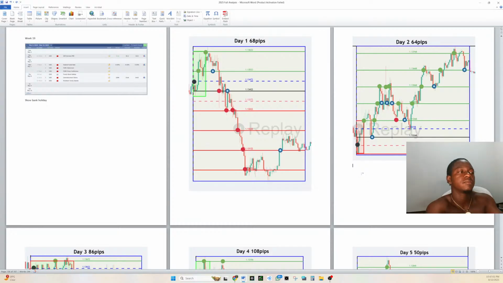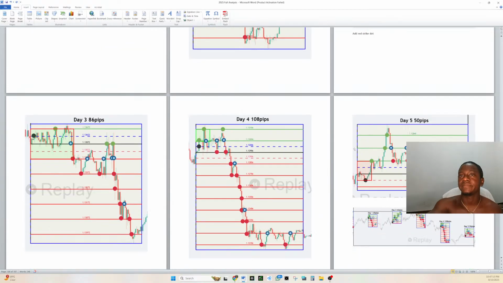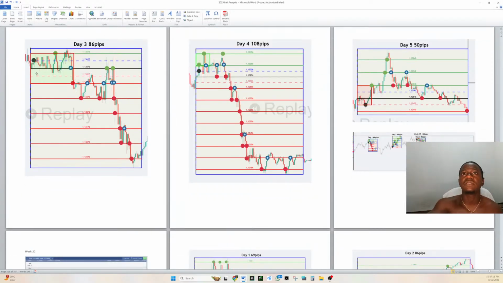Add a red strike dot. 5 pips in profit ends up being a losing trade. A whipsaw still. Day 3 is going to be a buy stop, ends up being a losing trade. Small profit. No, it ends up being a losing trade.